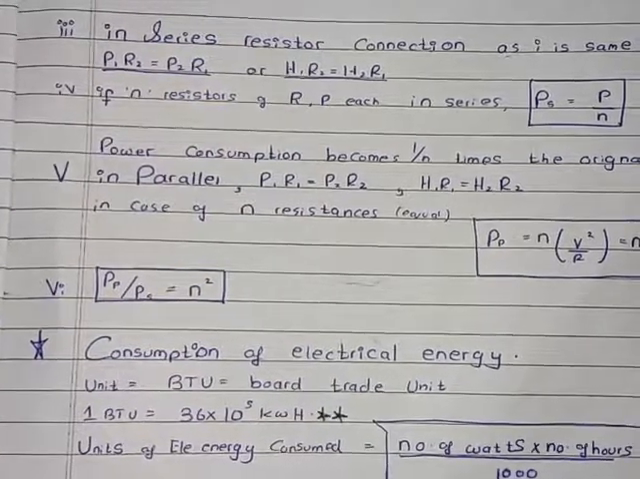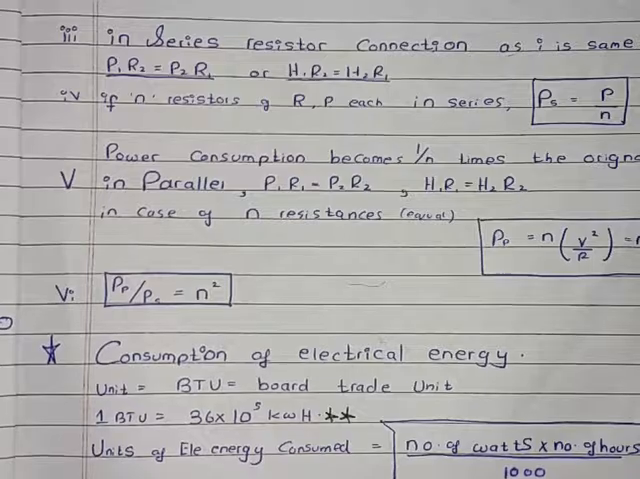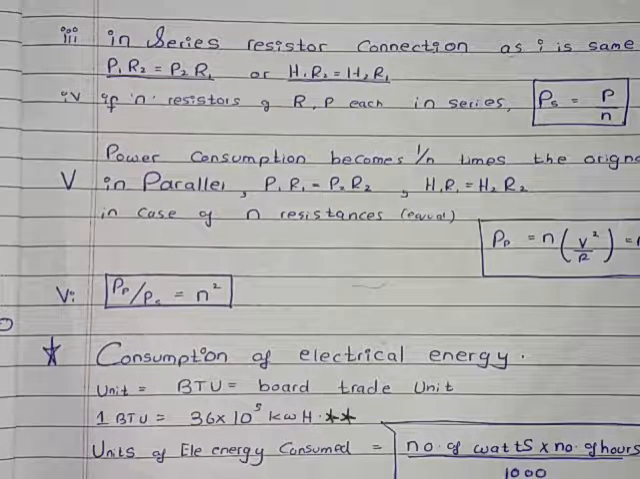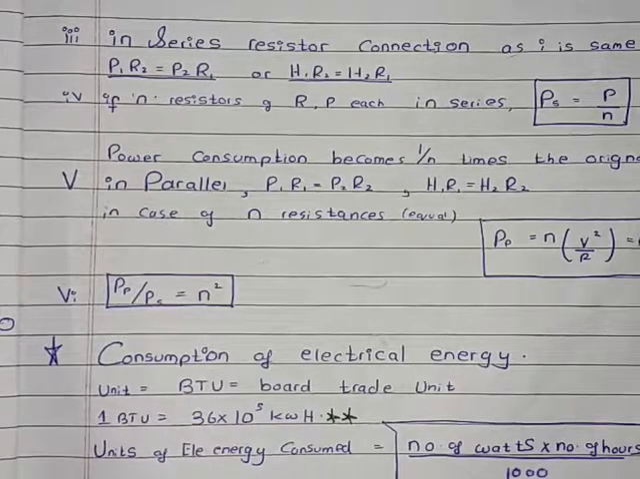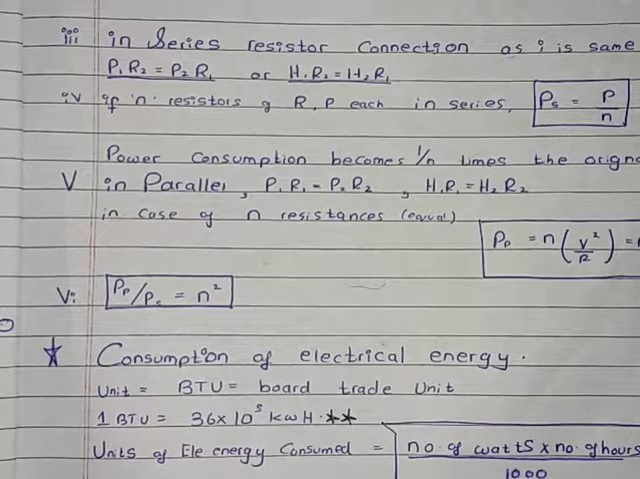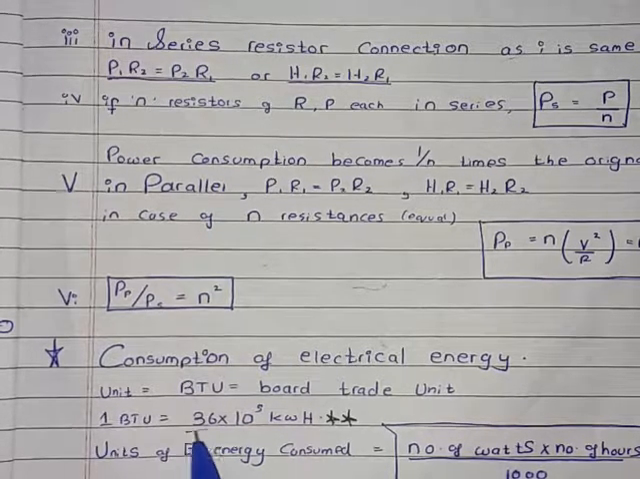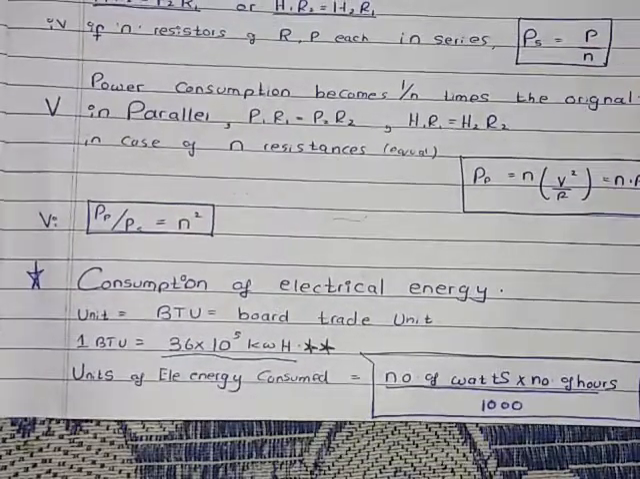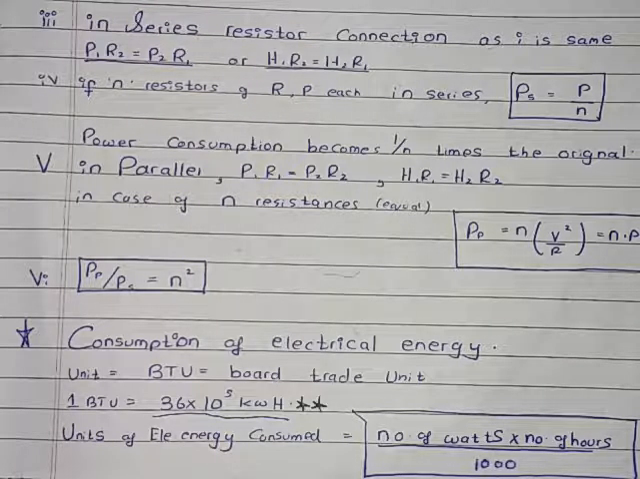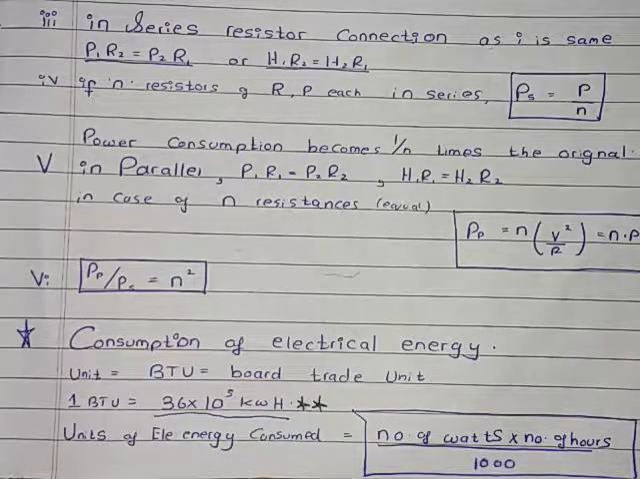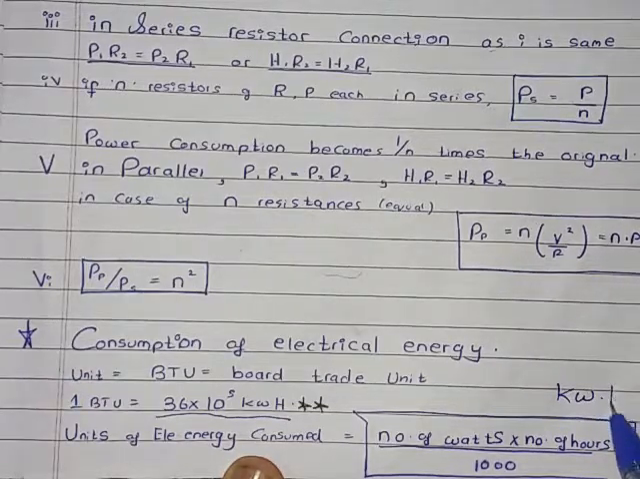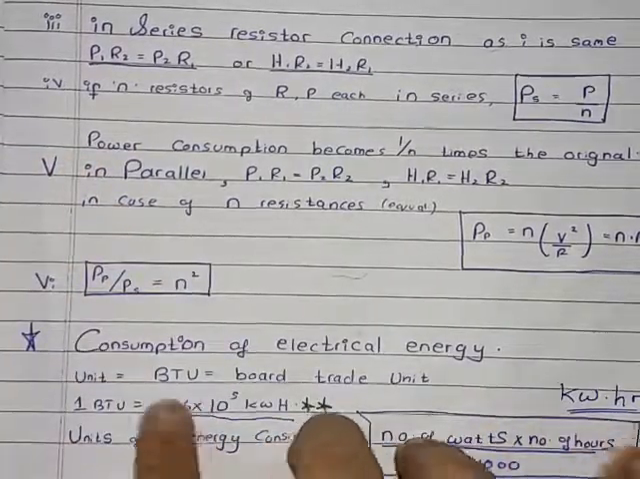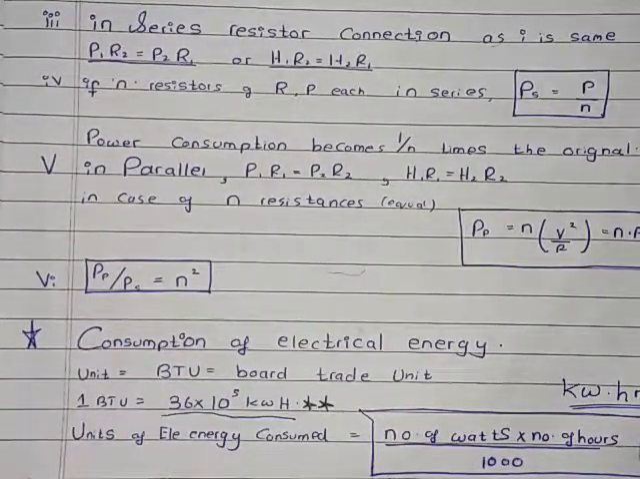Consumption of electrical energy, Board of Trade units. It's a very important topic. Now it may be asked in any MCQ or any of the other exams, what is the actual value of the Board of Trade unit? Then you can answer 3.6 into 10 power 6 joules, that is one kilowatt hour. Units of electrical energy consumed is number of watts into number of hours divided by 1000, that is kilowatt hours. Number of watts, the electrical power, that is I square R. Number of hours it's being used upon 1000.